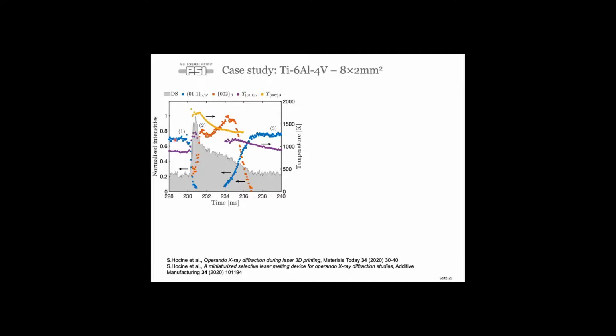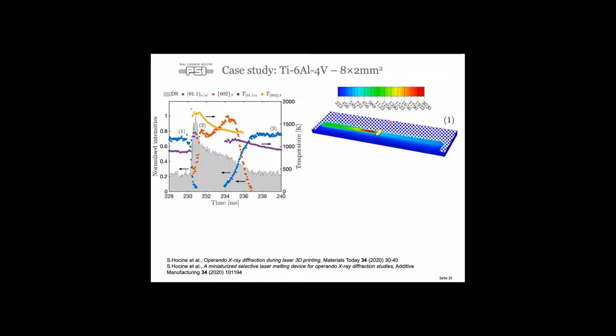So we start off with the alpha phase. That's the intensity of the alpha phase, the blue curve. And we are in a situation, as shown here on the right, where our laser beam is approaching our probed area. When the melt pool is actually overlapping with our probed area, a lot of the intensity from our diffraction peaks is distributed in the areas between the diffraction peaks, the so-called diffuse scattering. And this is shown here with this gray curve.